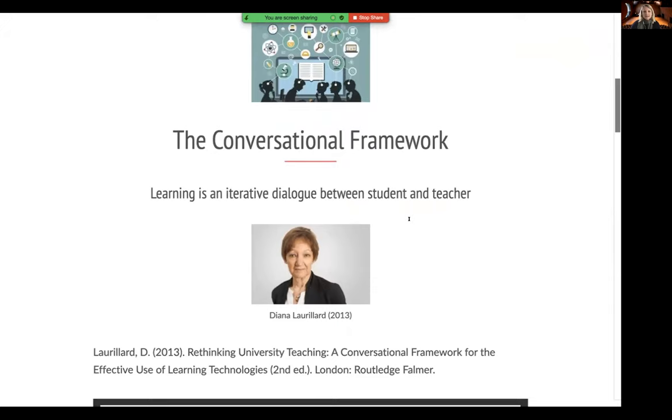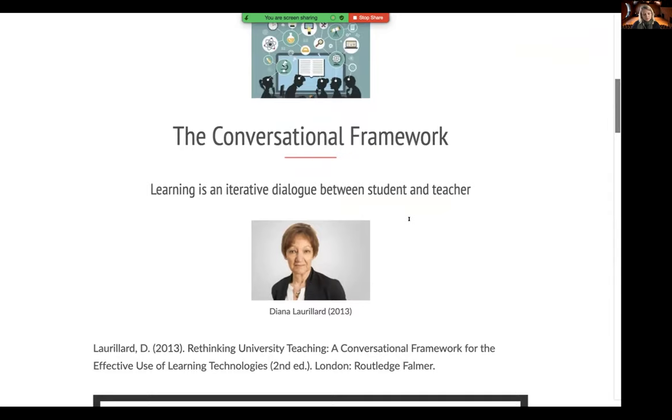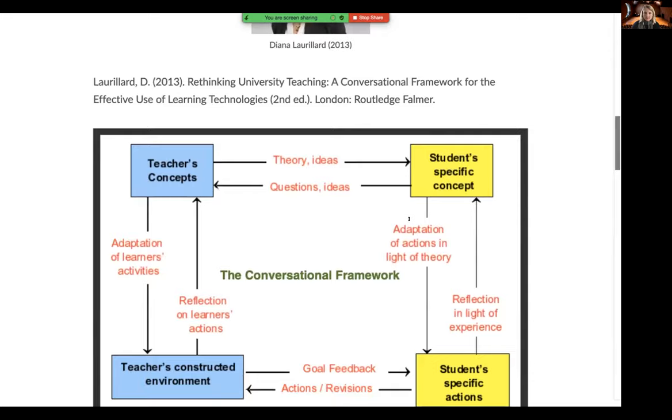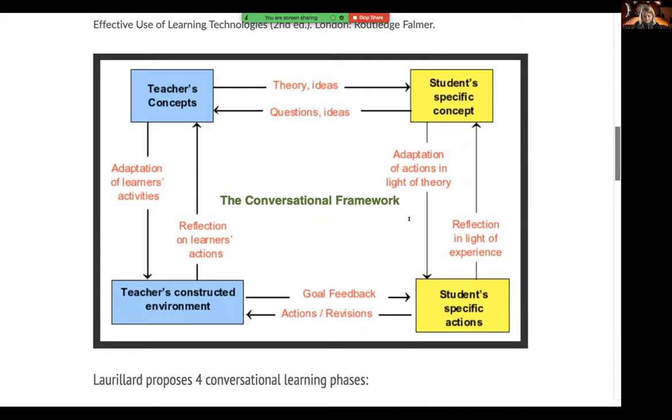And it's based on quite a few different other philosophies, I guess, or learning theories of instructionism, social learning, constructionism, collaborative learning, conversation theory as well. It plays a part in the framework. So Diana Laurillard proposes that this conversation about teaching and learning is based on four main aspects. The teacher's concepts about the subject, the student's initial understanding, then the teacher's constructed environment for learning, so engaging the students in the talk and action, and the student's actions and interactions, so their questions and practice and experimentation and reflection and things like that.